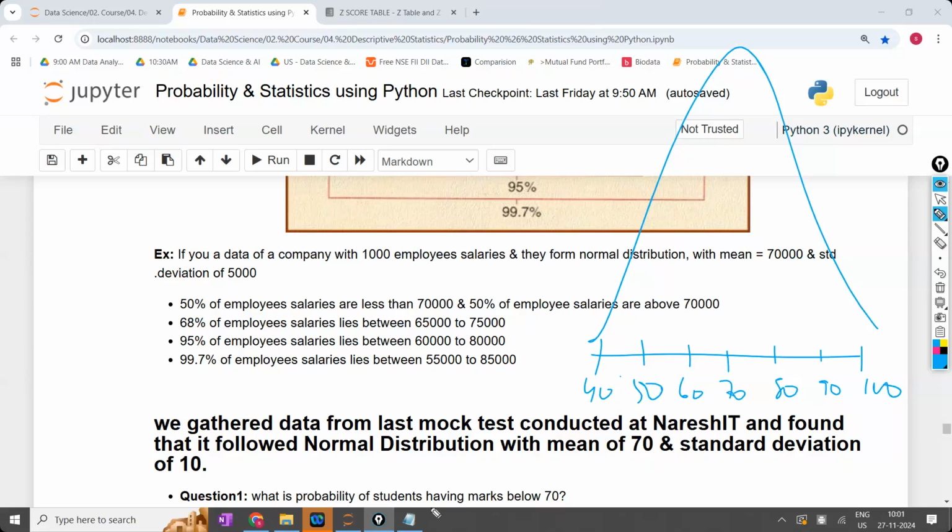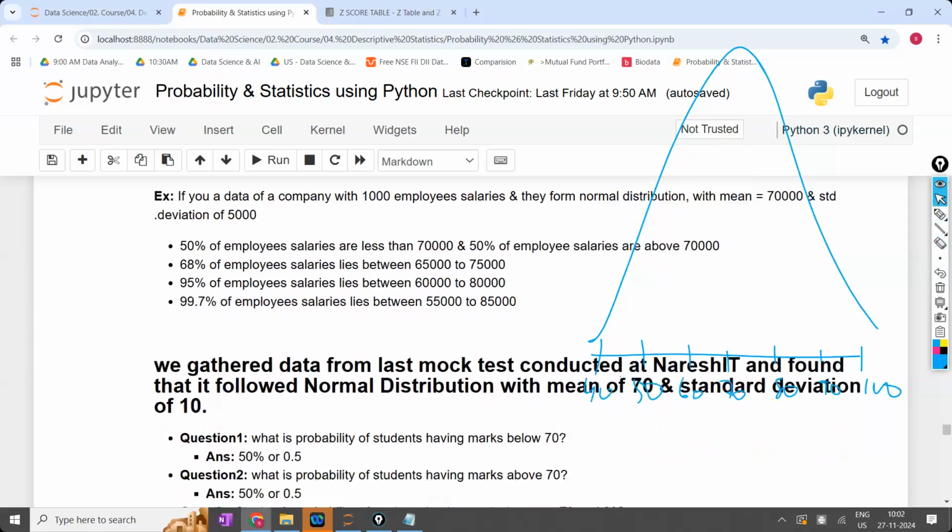Question number 1. What is the probability of the students having marks less than 70? Automatically 50%. You don't need to open the Z table, you don't need to calculate the Z-score also. From the center, the left side has 50% and the right side has 50%. That is the first question. Answer is 0.5.